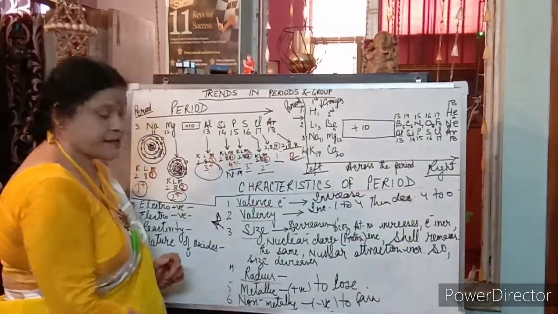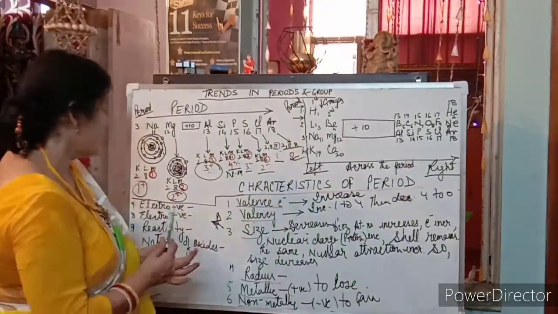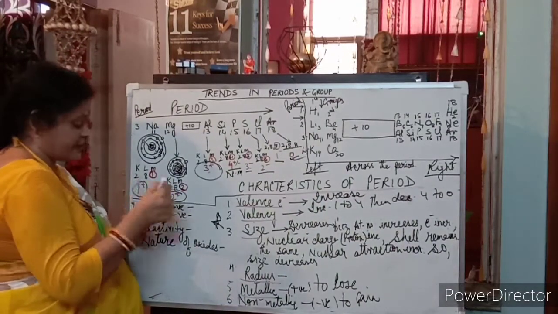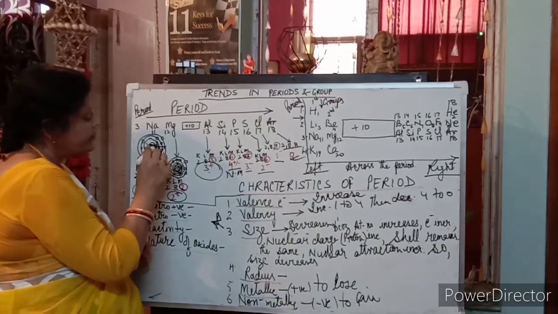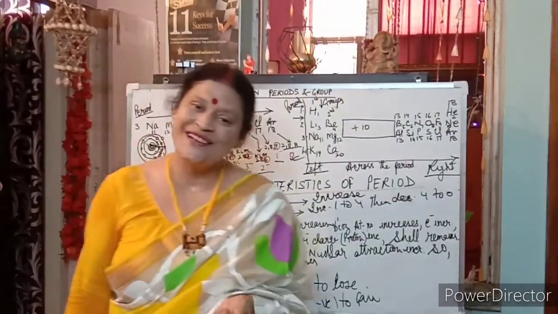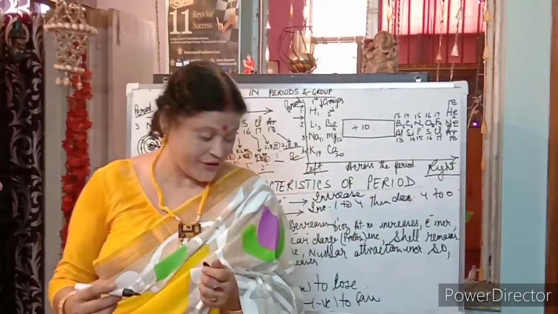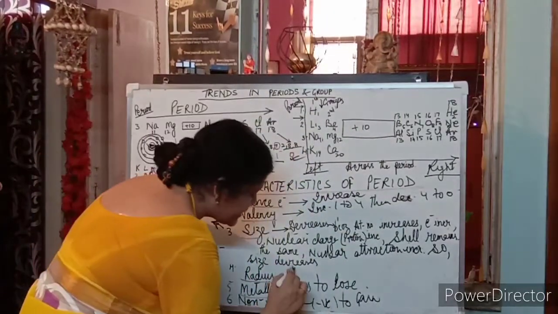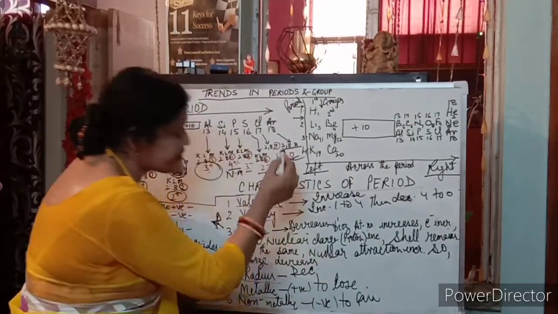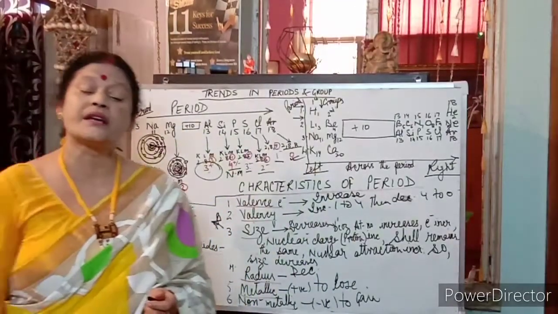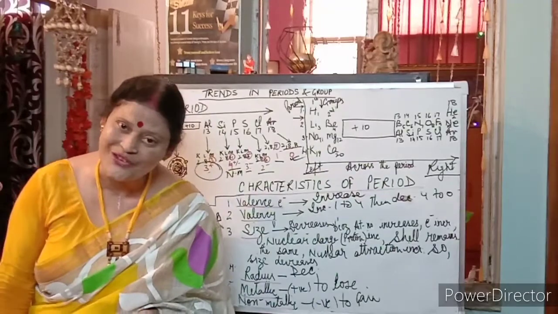Next is radius. Same reason, radius, that is the distance from the electron to the nucleus. This is radius. The reason will be the same as for size. So what will happen to the radius? Decreases. Please note this down somewhere. During the exam it will be easier for you to learn.